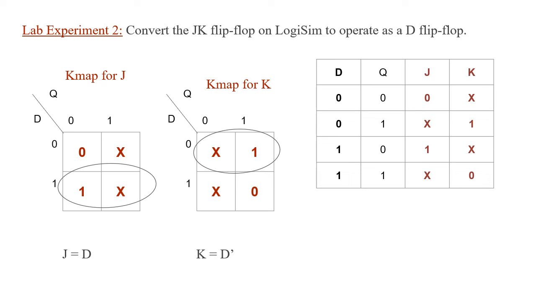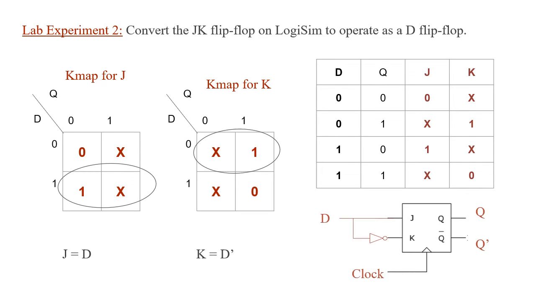Now, knowing the Boolean expressions for each of J and K, we can simply create the circuit diagram that needs to be attached to the JK flip-flop so that it will operate as the D flip-flop. So this is the JK flip-flop. Now we're going to alter J so that it becomes exactly equal to D, and K should be D bar, so that means we're going to need to connect an inverter in there and then output the result. So now this JK flip-flop, after this modification, will act as a D flip-flop.